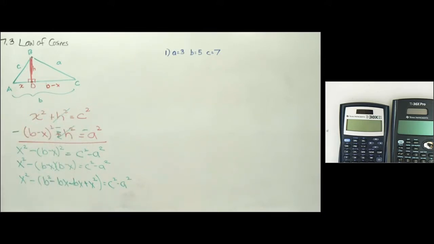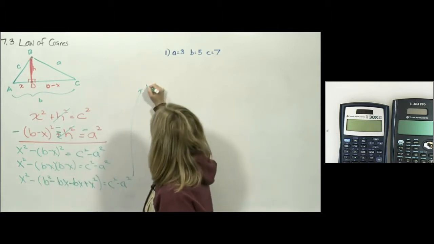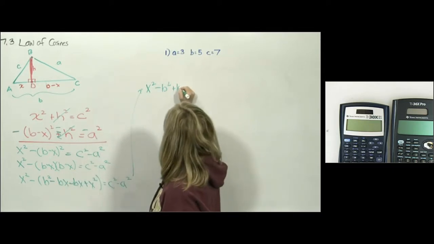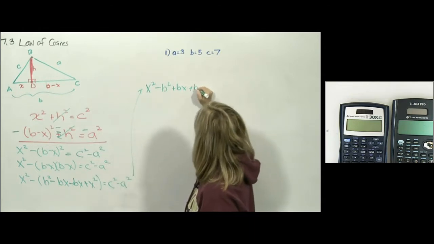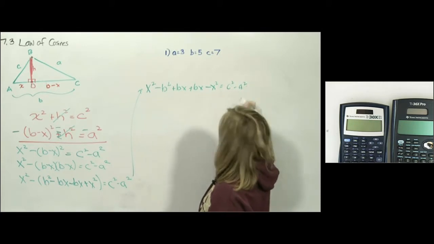Okay? So algebraically, we then distributed that. All right? So now, what can we do next? Well, now we got to get rid of the parentheses. So to get rid of the parentheses, we're going to have to distribute that negative 1. All right, so I'm going to go up here. Okay, so everybody look. We have the x squared. This is going to become negative b squared, positive bx, negative x squared equals c squared minus a squared.